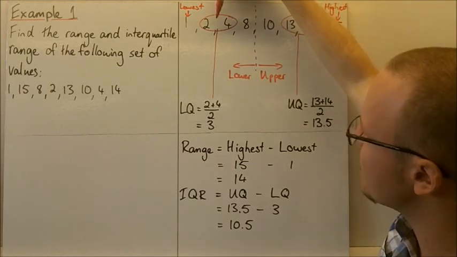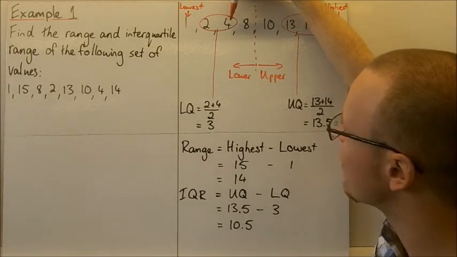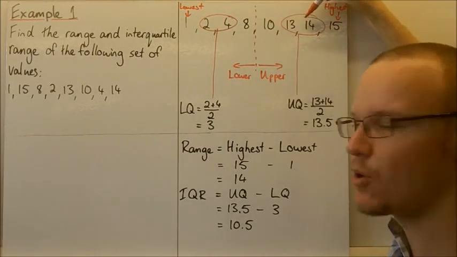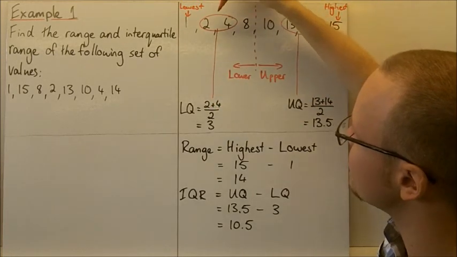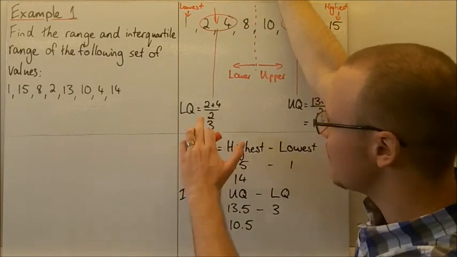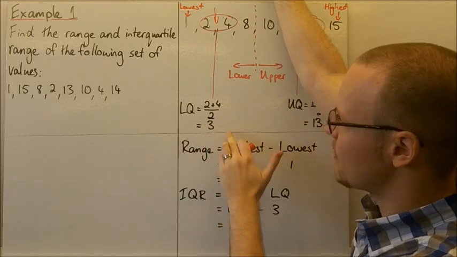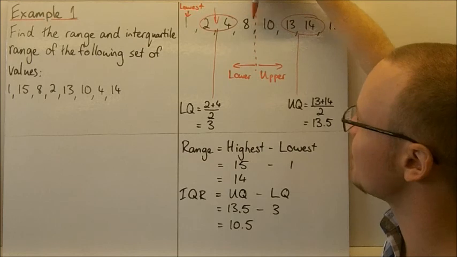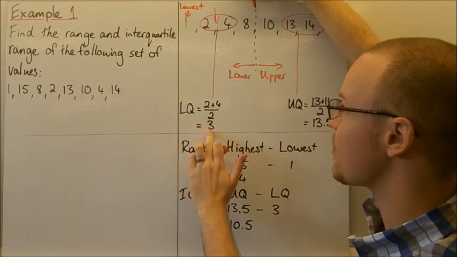Now we need to find the median of the lower set of data, and that's the lower quartile. And if we find the median of the upper half, that's the upper quartile. So here the lower quartile is going to be the median here. And the median is going to be in between 2 and 4. So to find the median in between 2 and 4, 2 plus 4 divided by 2 is 3. Okay, so that's the median of this lower set of data, and that's going to be our lower quartile. So our lower quartile is 3.